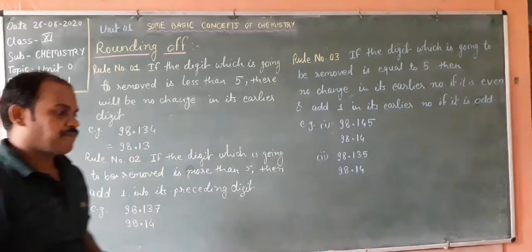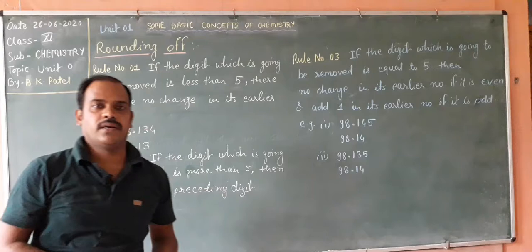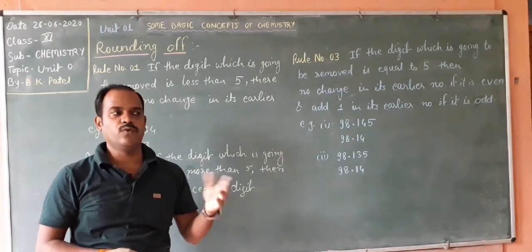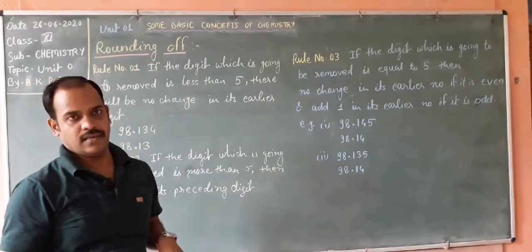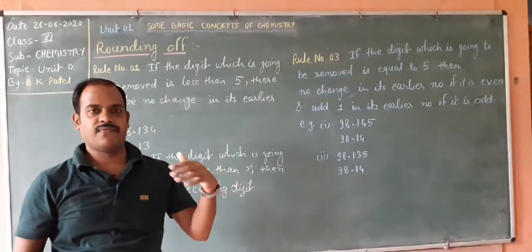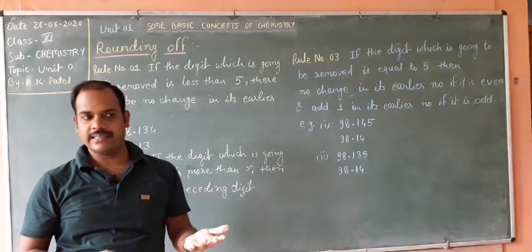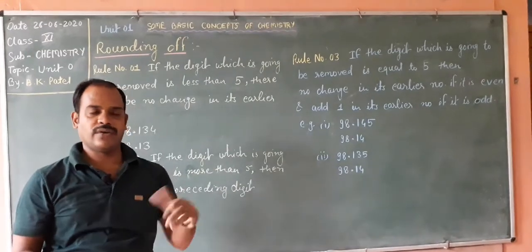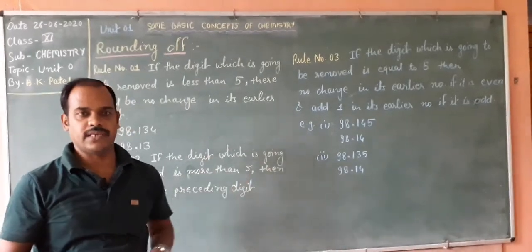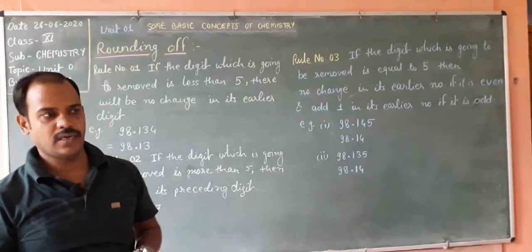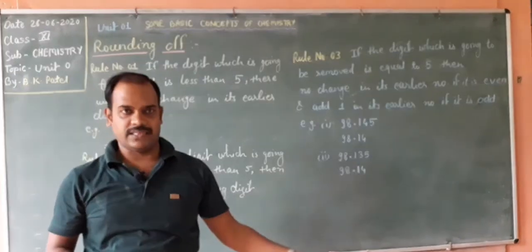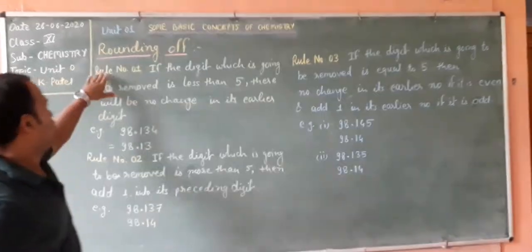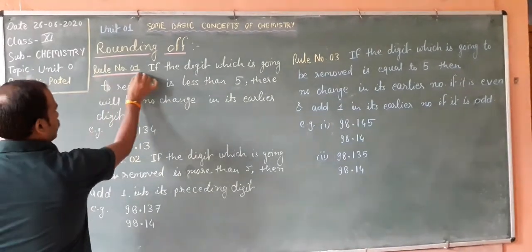Rounding off means if in the given number there are 5, 6 or so many digits, and we want to reduce the digits, for example if a number has 5 digits and we want to write that number up to 4 digits, then we have to remove one digit. So how can we remove that digit? We can't directly remove that digit. We have to follow some rules. Okay, so to remove that digit, the rules which should be followed are, first, rule number 1.